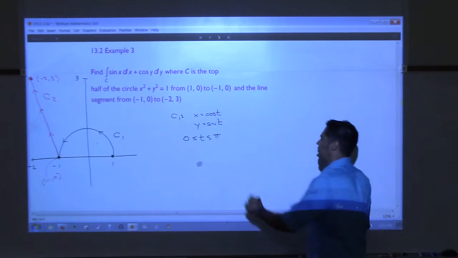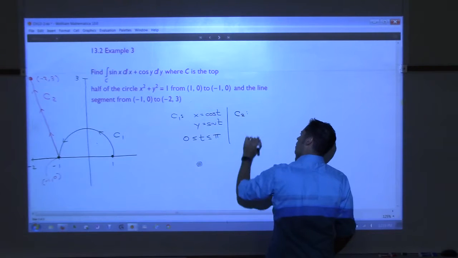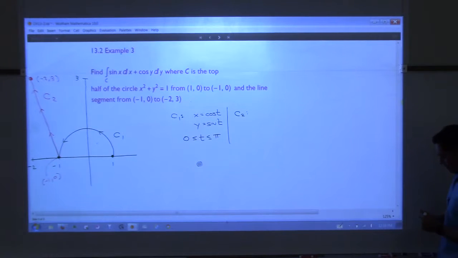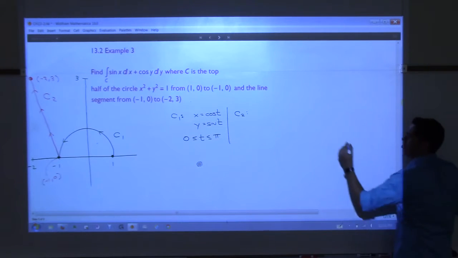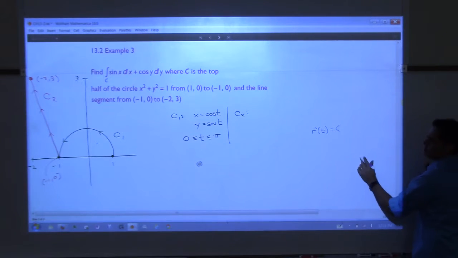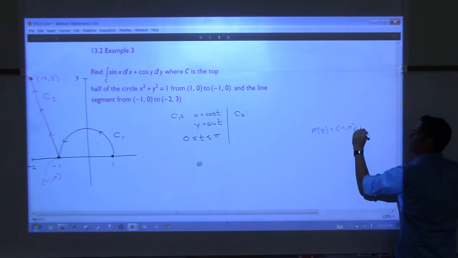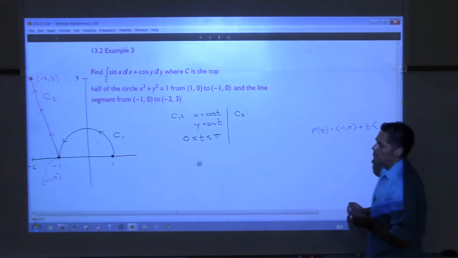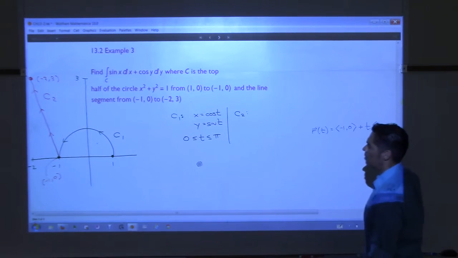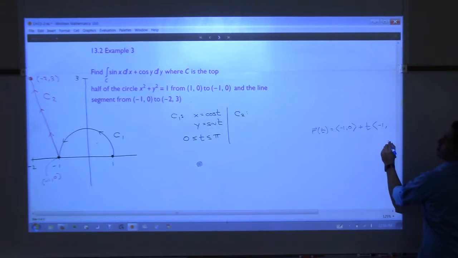Let's get C2. Well, to get C2, I'm going to do a little scratch work here on the side first. To get C2, I'm going to have a vector curve, a line, right? It's going to start out at what vector? Negative 1, 0 plus t times the direction vector, which is the vector that goes from here to here, which should give me what? Negative 1, 3. Taking the x coordinates, subtracting them, y coordinates, subtracting them.